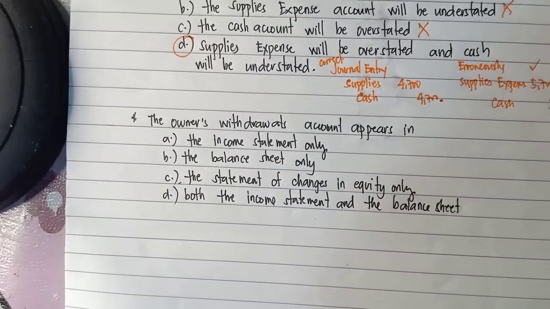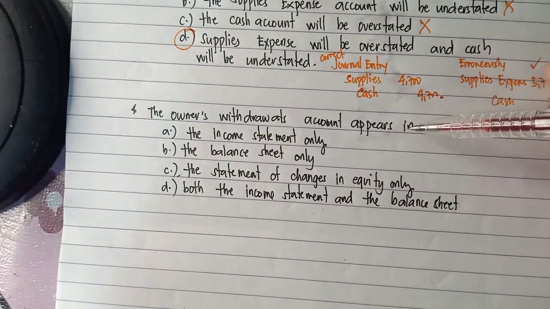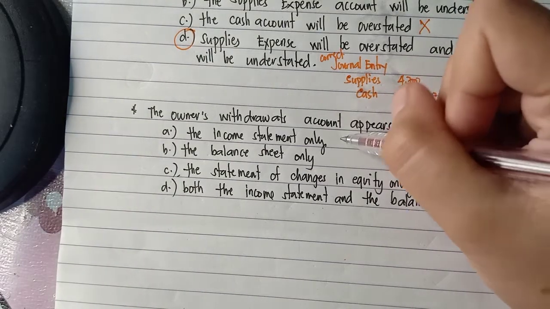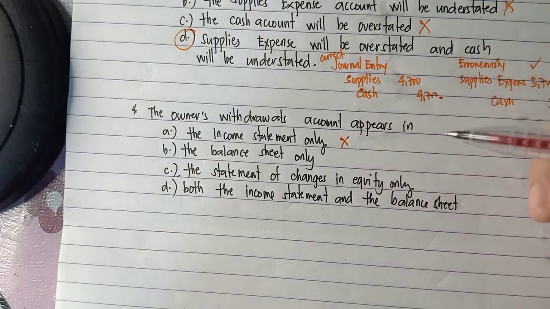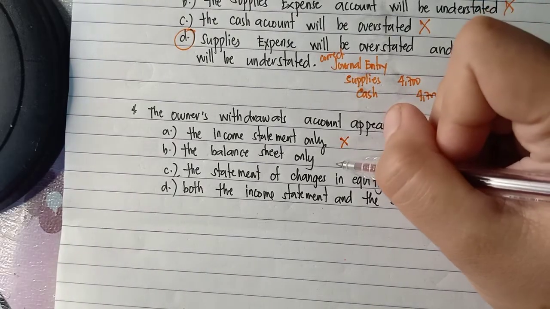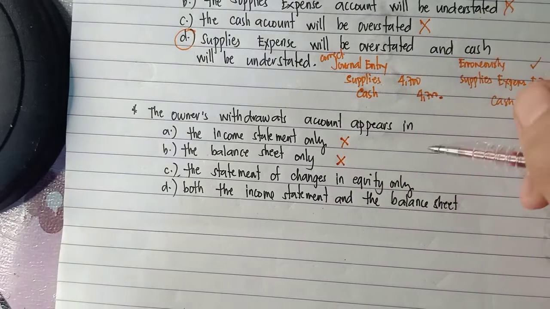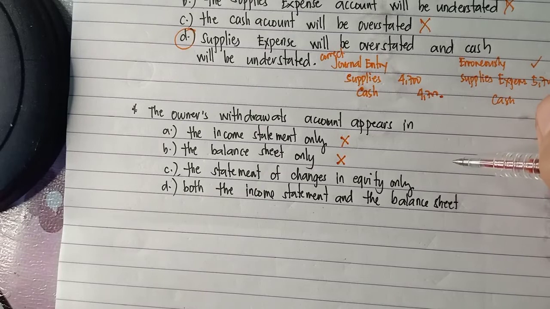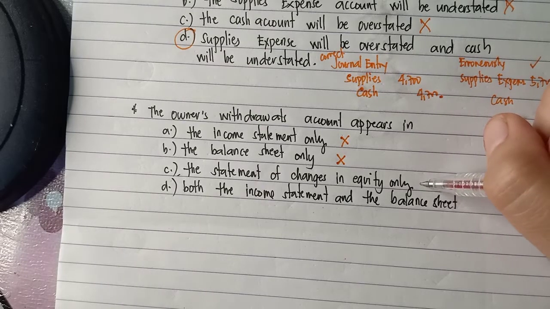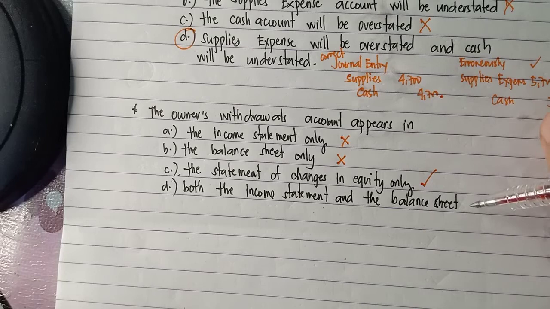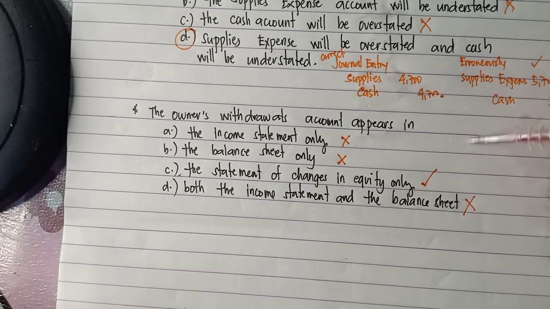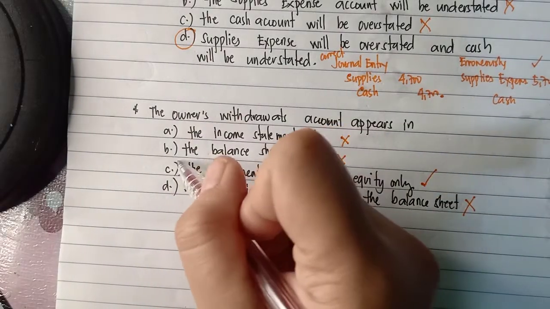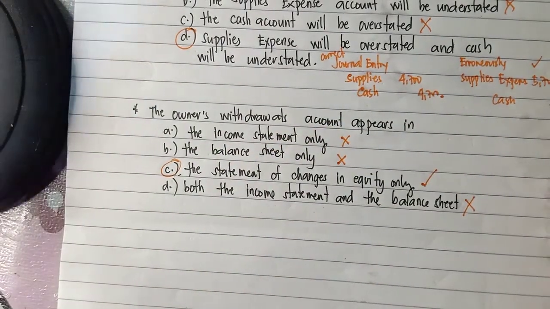Next question. The owner's withdrawals account appears in letter A, the income statement only. No, it will not appear in the income statement. The balance sheet only. No, the owner's withdrawal will not appear in the balance sheet only. In the statement of changes in equity only. Yes. Both the income statement and the balance sheet? No. So the correct answer: the owner's withdrawal account appears in the statement of changes in equity only.